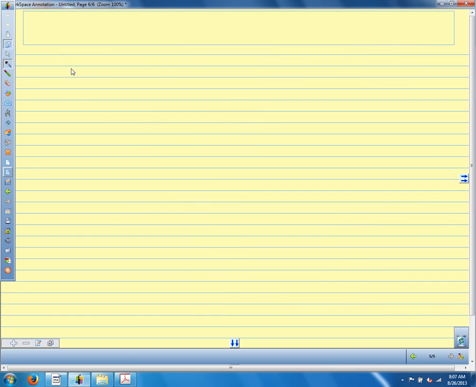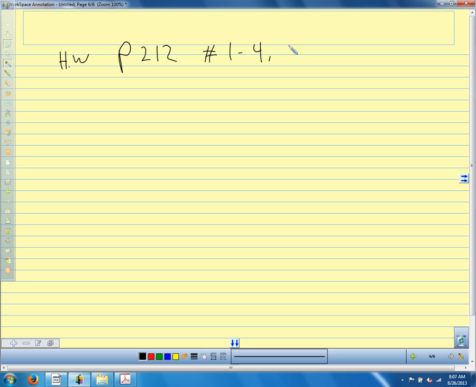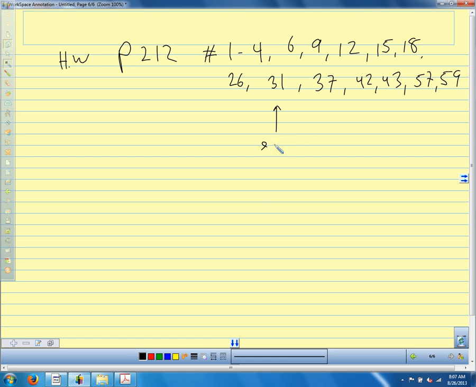So here is the homework. We're on page 212. Number 31 is a trig function, and in your book, example 6 talks about trig functions. We didn't really talk about periodic functions, but you could look at example 6 in your book to get an idea of that.